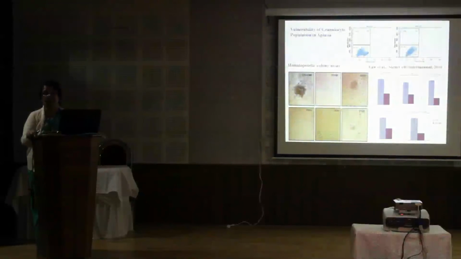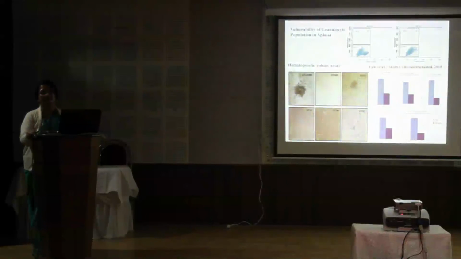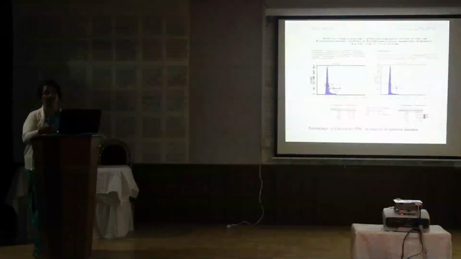Another particular property is the cellular granularity. The cellular granularity can be seen by fluorescence activated cell sorter, where the cells, when they are more granular, will go to a different zone. So in that way we have seen that the granularity and density of cells decreases in aplastic condition. Their colony forming capacity has been seen, and it has been published in Stem Cell International 2010. All the colony forming units are gradually diminishing.